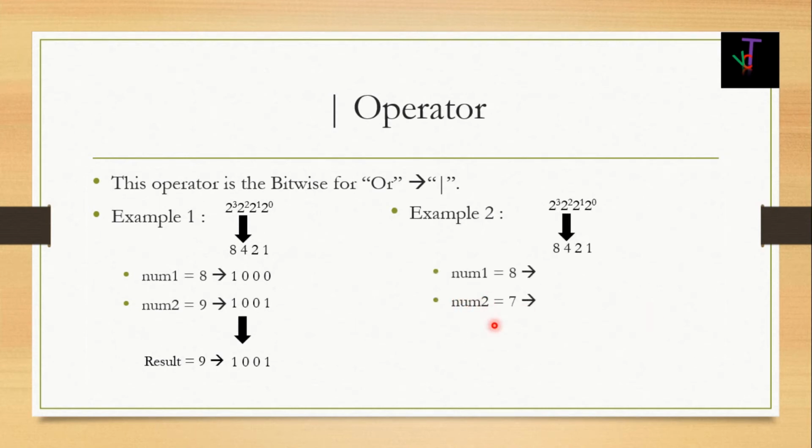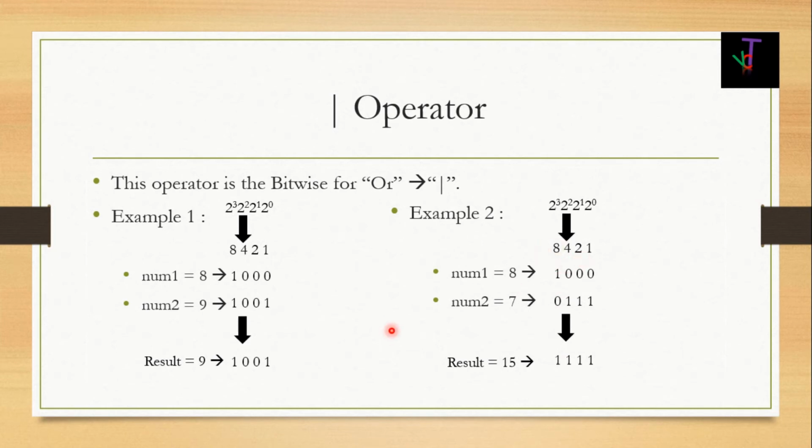So 8 and 7 again. 8 is 1000, 7 is 0111, and that will give us a 0 against 1, or 0 with 1 in this bit. So 1 is false and 1 is true, so that will give us true. And as you can see, all of them here have 1 false and 1 true, so that will give us 1111, and that is 8 plus 4 plus 2 plus 1, that is equal to 15.